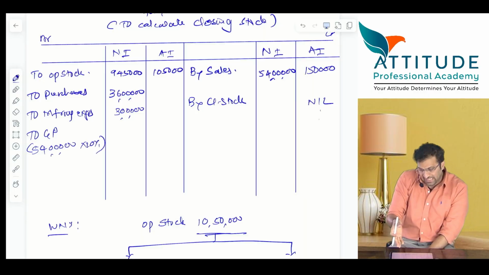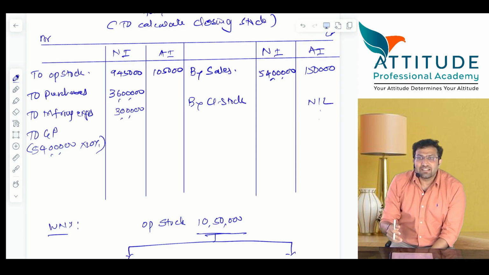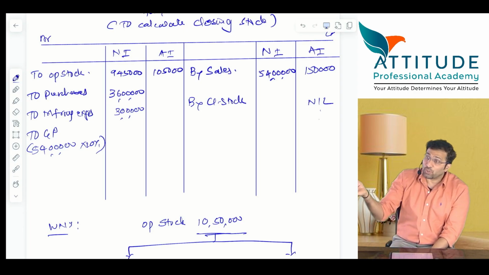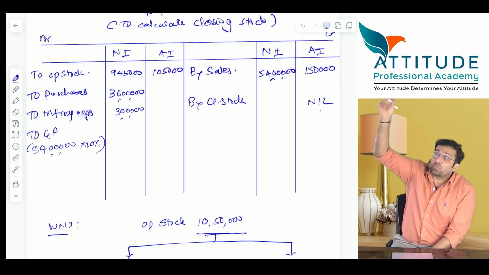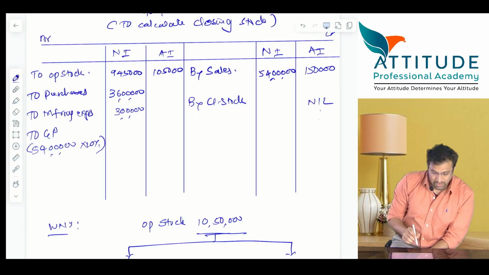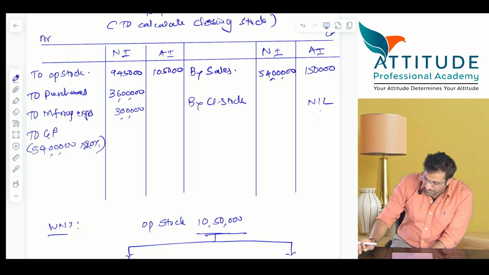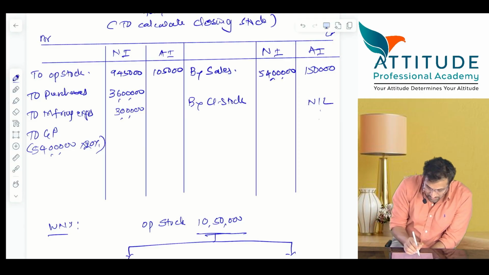So 1/5 on sales. Sales is already given. It was on sales, they have not given 1/5 on cost. If 1/5 on cost was given, then 1/5 on cost is 1/6 on sales. Here it is not given, directly 20%. So 20% of 54 lakhs. Yes, 1 lakh, sorry, 10 lakh, 10,80,000 is GP. Done.